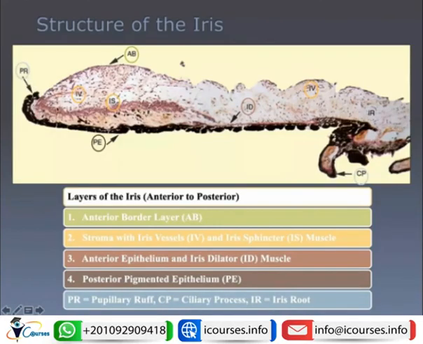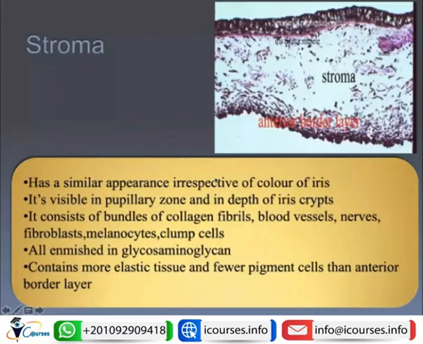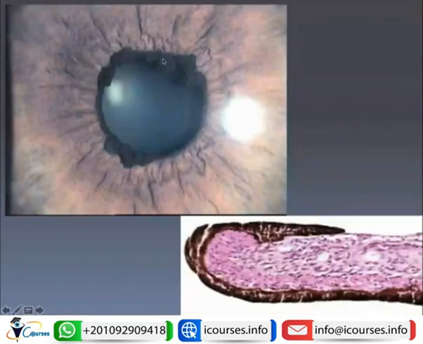This other structure is the reflection of the posterior margin of the posterior epithelium, which is called the pupillary ruff. This doesn't occur in all individuals, but it can occur normally. It's forming what's called ectropion uvea, as you can see here, which is just an extension of the posterior pigment epithelium of the iris forward.